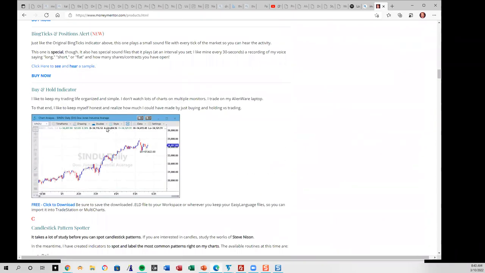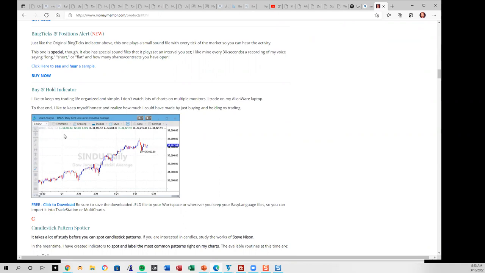So bean ticks I keep on my chart. I live with bean ticks because it's like hearing the floor. It's like back when they used to have a trading floor, and you could hear when the volume got loud and the yelling got rapid, then you knew the market was moving. Same way with bean ticks.